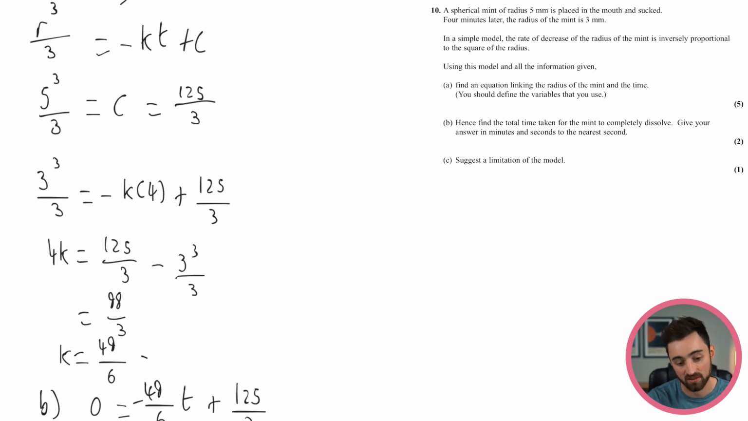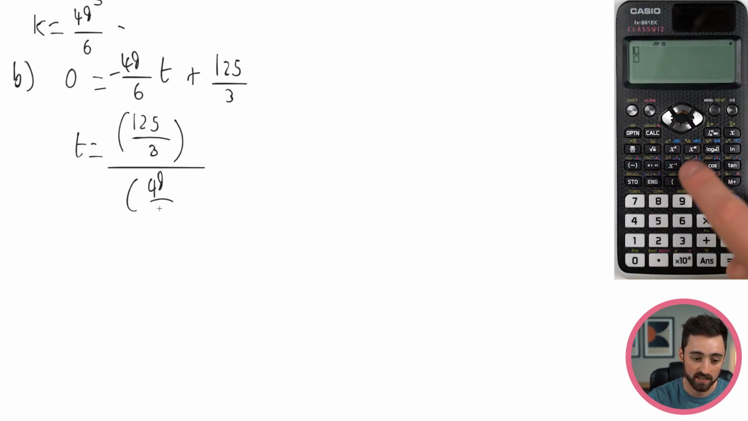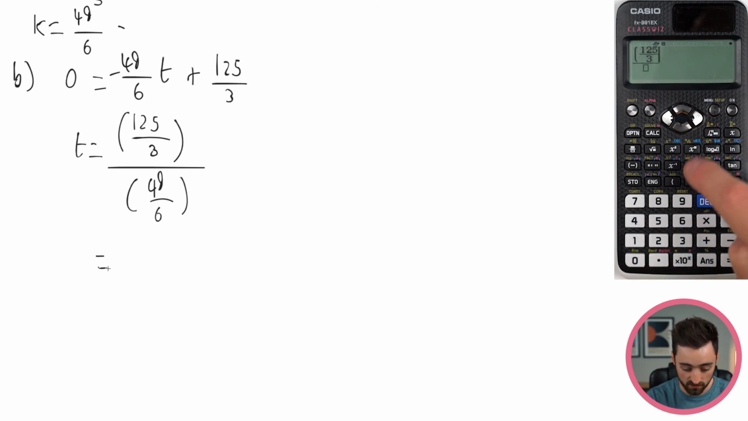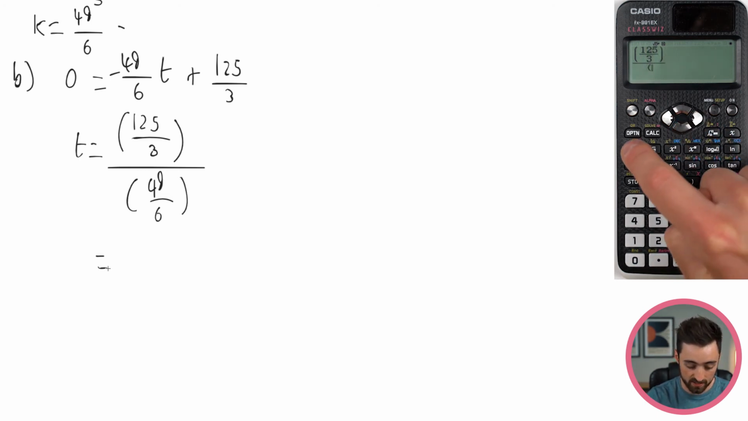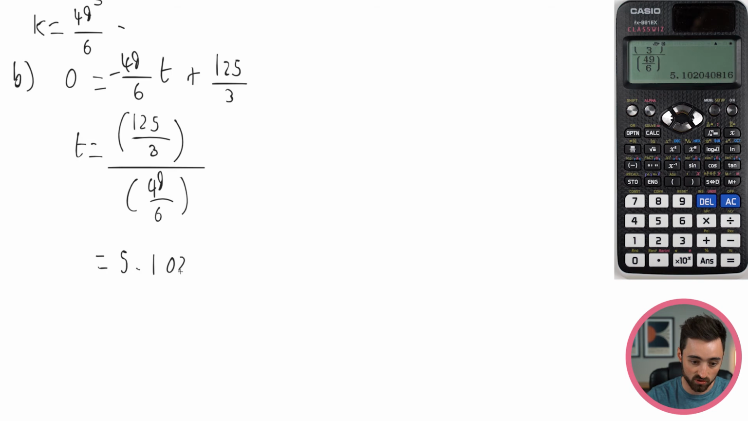All I need to do is solve this equation. So not too bad. I'm going to take this over the other side, and then I'm going to divide by 49 over 6. So I've essentially got 125 over 3 all over 49 over 6. Straight to my calculator. 125 over 3 divided by 49 over 6 will get me 5.102 dot dot dot.